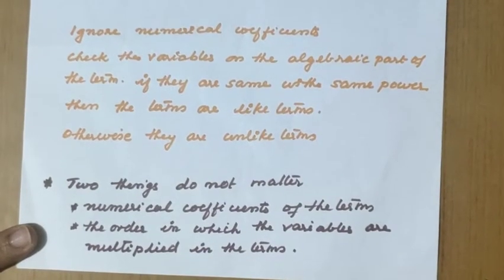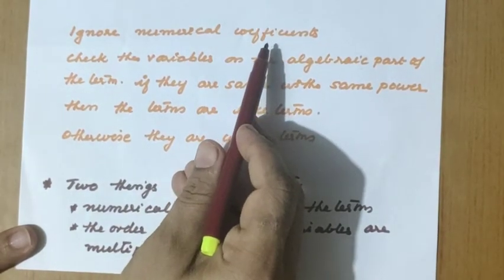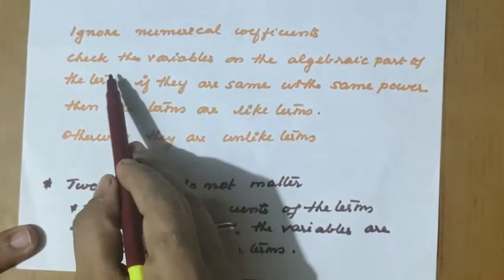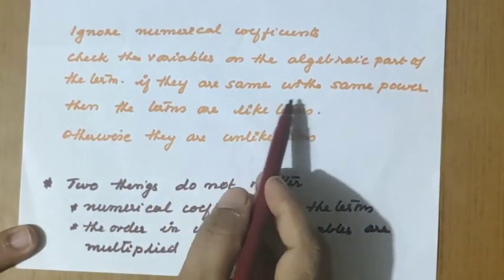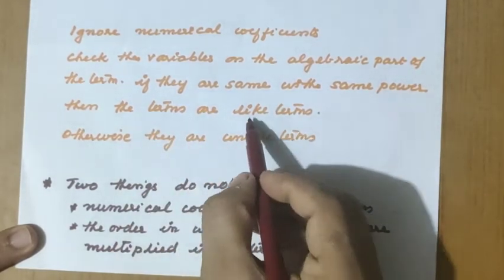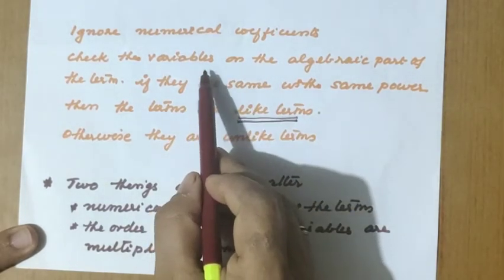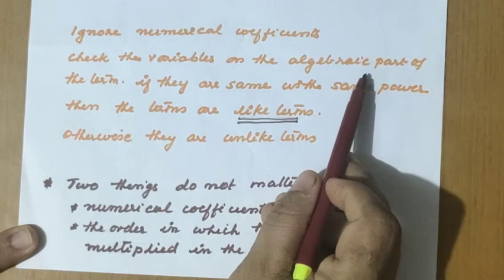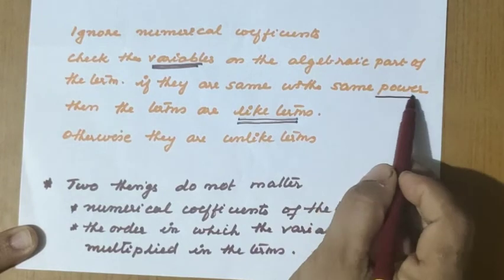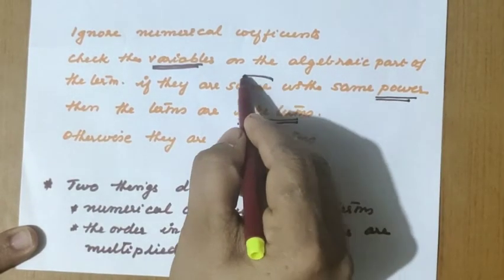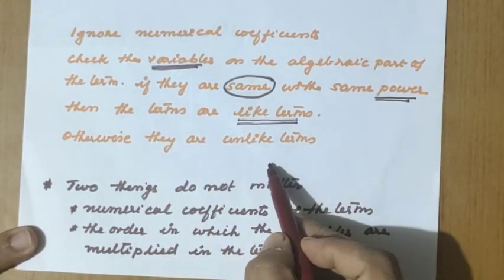What are the steps to remember for like and unlike terms? We should ignore the numerical coefficients. We won't consider the numerical coefficient. Check whether the variables in the algebraic part of the term are the same. If they are the same with the same power, then the terms are like terms. We have to check the variables of the algebraic part of the term, and we should check the powers. If they happen to be the same, they are called like terms. Otherwise they are unlike terms.